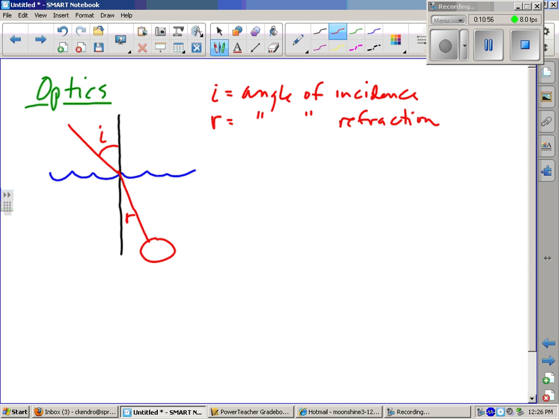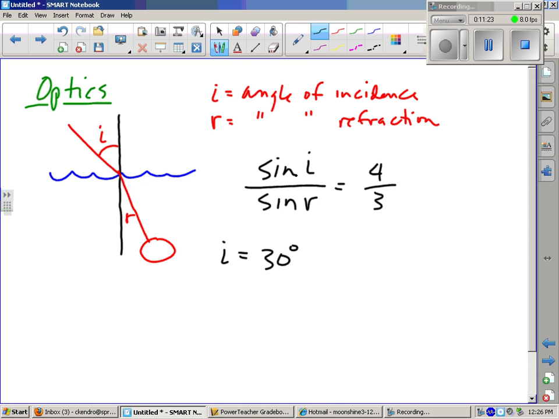The formula that you have to know, that someone figured out by measuring these angles over and over again, is that the sine of the angle of incidence over the sine of the angle of refraction is always in the ratio of 4 to 3. It's not that the angles are, but their sine values are always in the ratio of 4 to 3. So let's say the angle of incidence is 30 degrees. Find the angle of refraction, find R. Just plug it in. Sine of 30 over the sine of R equals 4/3. Sine of 30 is really 0.5.